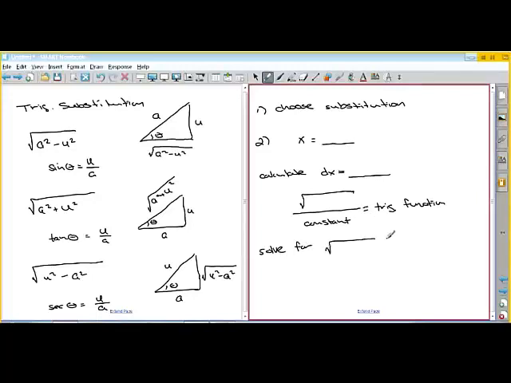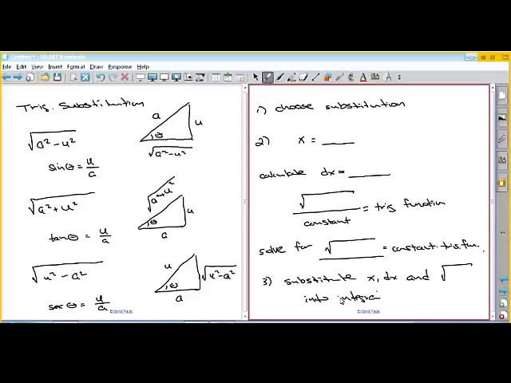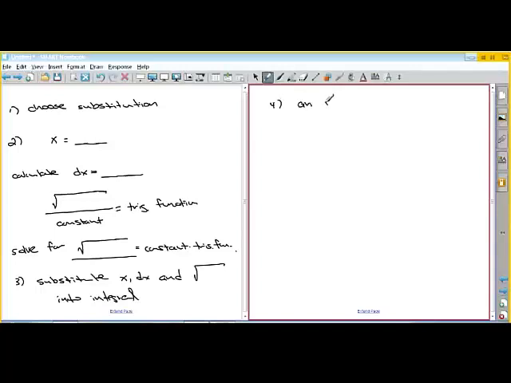So then you can solve for the square root term, so it's just going to be equal to the constant times the trig function. Okay, so then you have these three substitutions. You plug those into your original equation: substitute x, dx and the square root term into the integral. What that's going to give you is an integral in terms of theta.